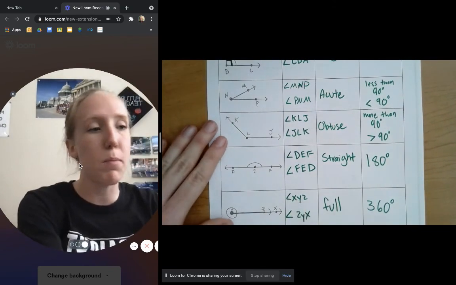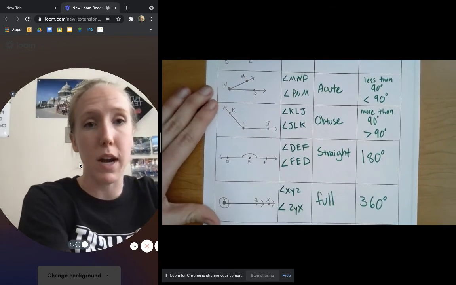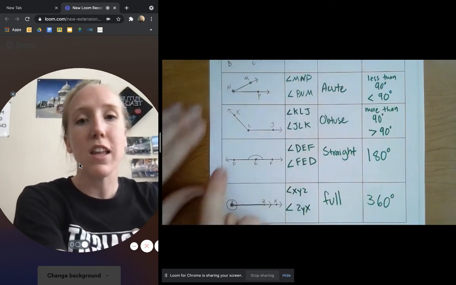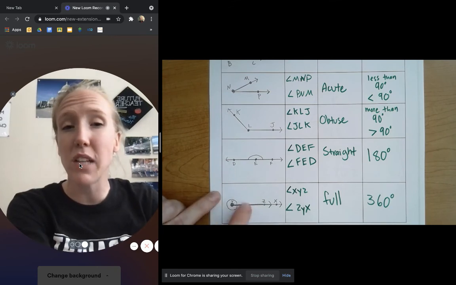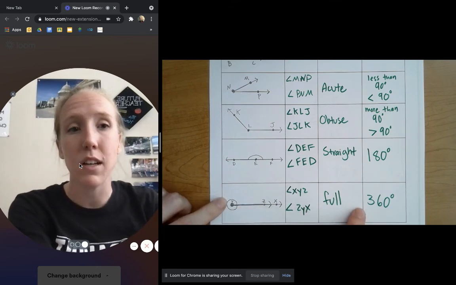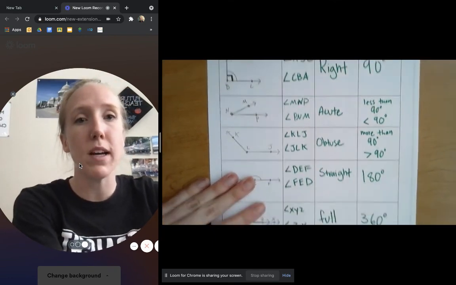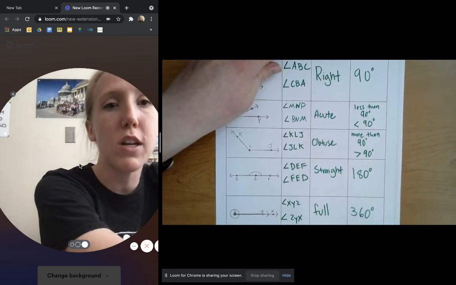These angles are really important to know, and they do have to be something that you kind of memorize. The reason is that you need to know right away that if you see a straight line, it's 180 degrees. If you see a full rotation, that is 360 degrees. If you see a right angle, you need to know that is 90 degrees right away without really thinking about it too much.